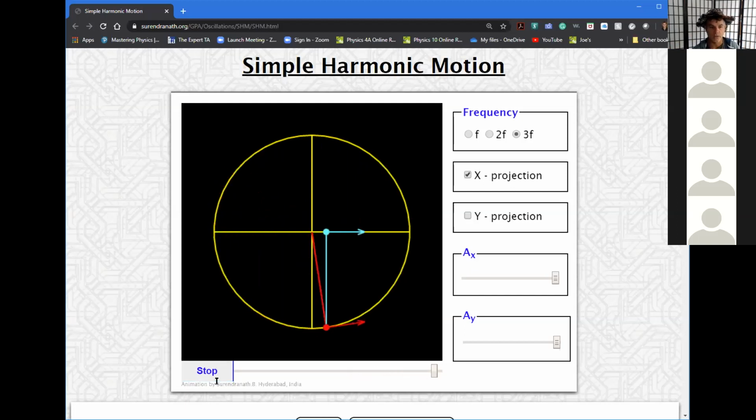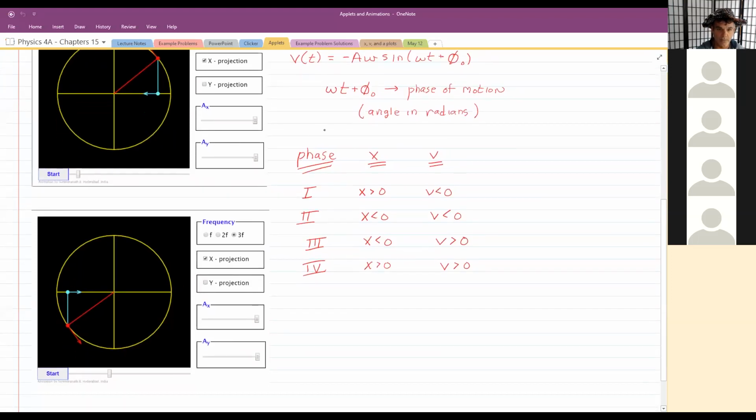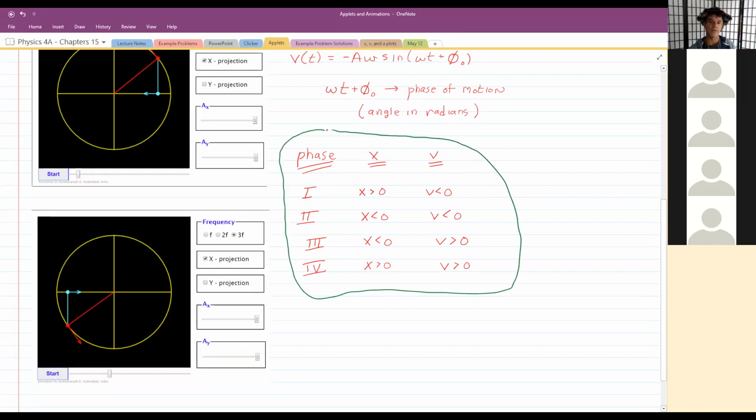Third quadrant, oops, do third quadrant again. Third quadrant, x is still less than 0, but now the object is moving to the right, so the velocity is positive. And then in the fourth quadrant, the object is to the right of the origin, so x is positive. It's moving to the right, so v is positive. So going back to this, really good to know that in the first quadrant, x is positive, v is negative. Second quadrant, x is negative, v is negative. Third quadrant, x is negative, v is positive. Fourth quadrant, x is positive, v is positive.